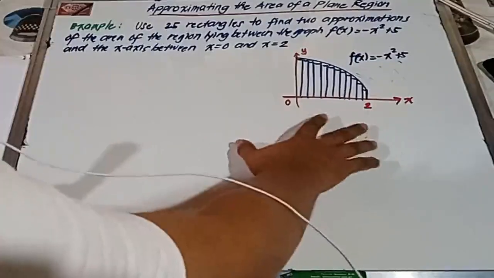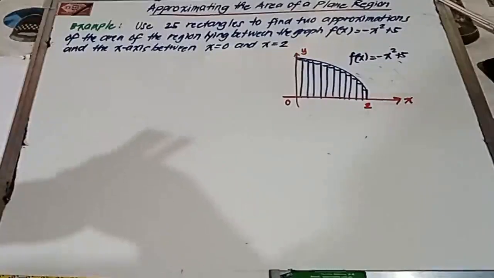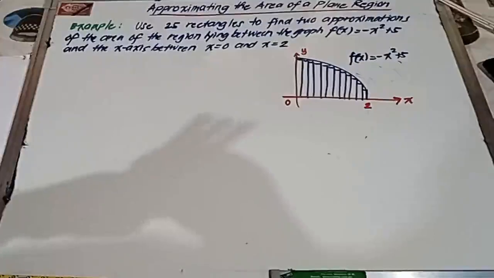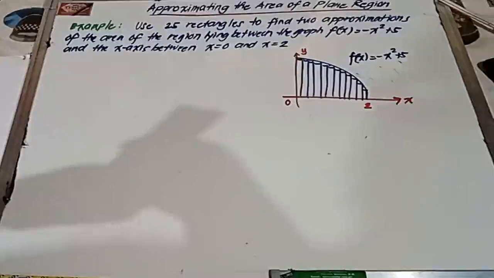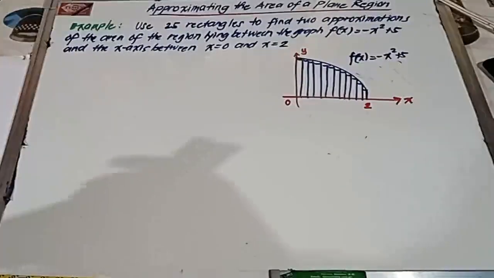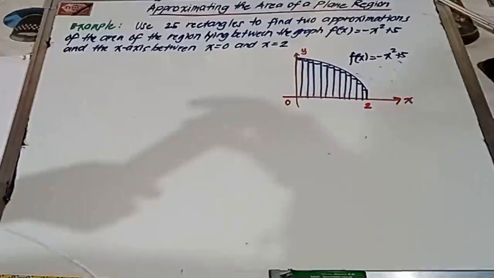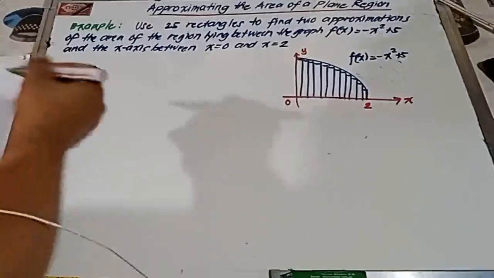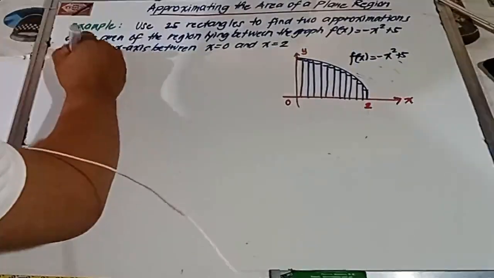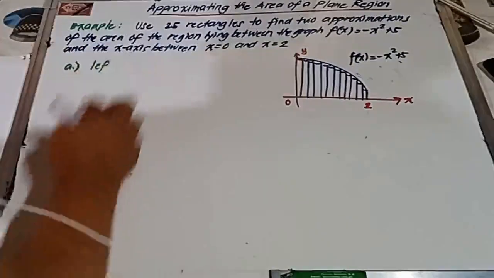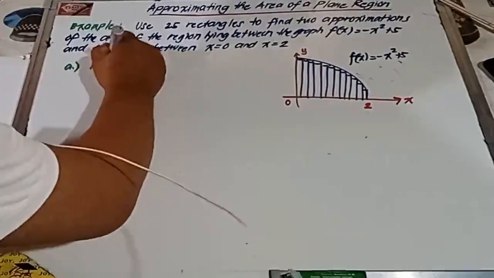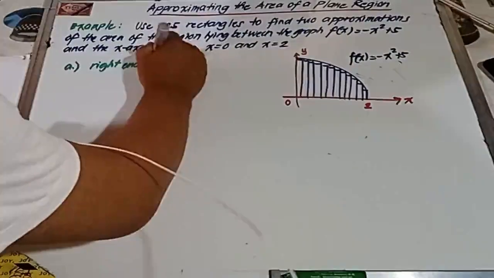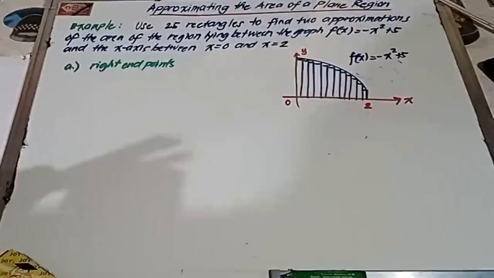Actually, this is not exactly 25 rectangles. Nilagay ko lang yan kasi ang hirap gumuhit ng 25 rectangles using this region. So, para lang meron kayong konting visual kung ano ba yung ginagawa ko. Kunin muna natin yung sa left endpoints. Right endpoints. Okay. And ano yung width ng ating rectangle?